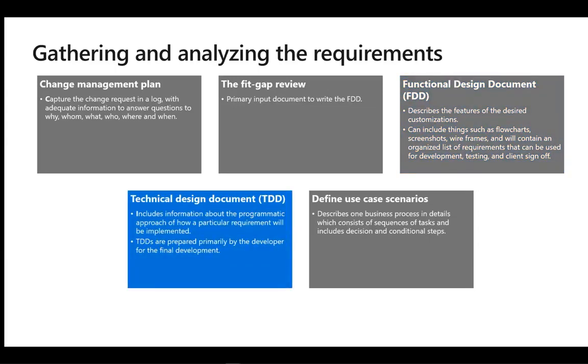Technical Design Document, TDD. After the Functional Design Document, FDD, is completed and signed off, the development team needs to start writing a technical design document. It includes information about the programmatic approach of how the particular requirement will be implemented. TDDs are prepared primarily by the developer for the final development.